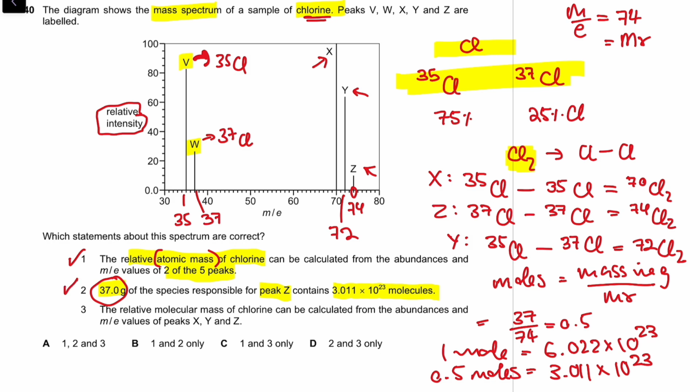Statement number 3 says the relative molecular mass of chlorine can be calculated from the abundances and the m/e values of peaks X, Y, and Z. This is true for the molecule of chlorine. Like we mentioned earlier, these 3 peaks can be used. Therefore, all 3 statements are correct, and our answer is A.